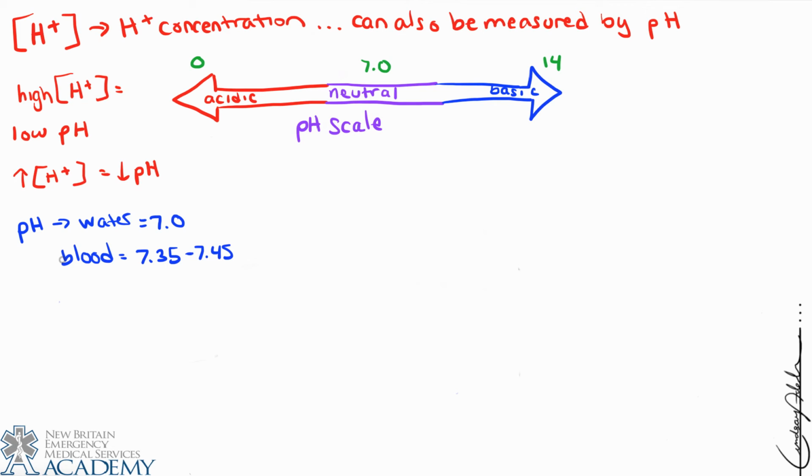So you notice that the blood is slightly basic in comparison to water. Saliva has a pH of about 6.5, so slightly acidic. Urine has a pH that ranges from 4.5 to 8.